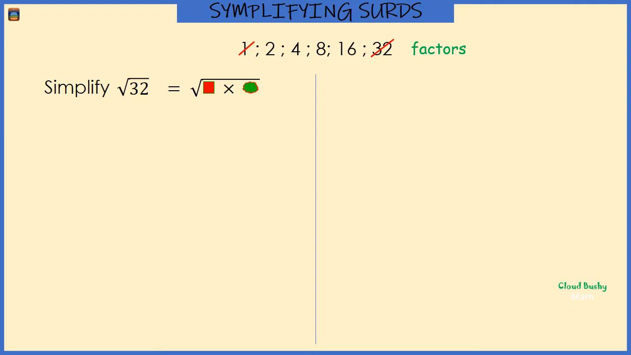We do have for 32 two factors that are square numbers, 4 and 16. So the square root of 32 can be written as the square root of 4 times 8 or the square root of 16 times 2. So let's see how we can simplify the square root of 32 in both cases.